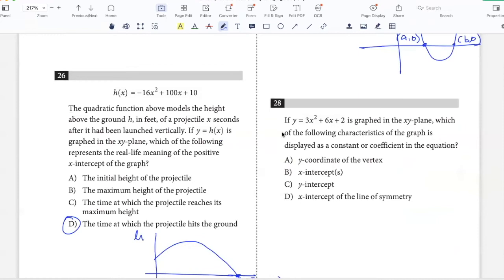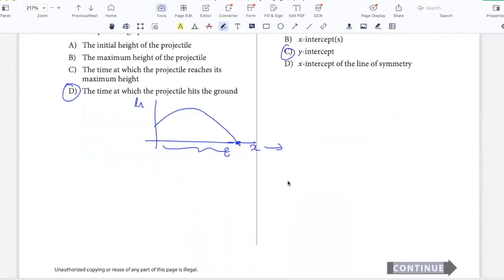If y equals 3x squared plus 6x plus 2 is graphed in the xy plane, which of the following characteristics of the graph is displayed as a constant or coefficient in this equation? So when you put x as 0, y is 2, right? So the y-intercept is shown here as a constant. So that's the y-intercept, C.